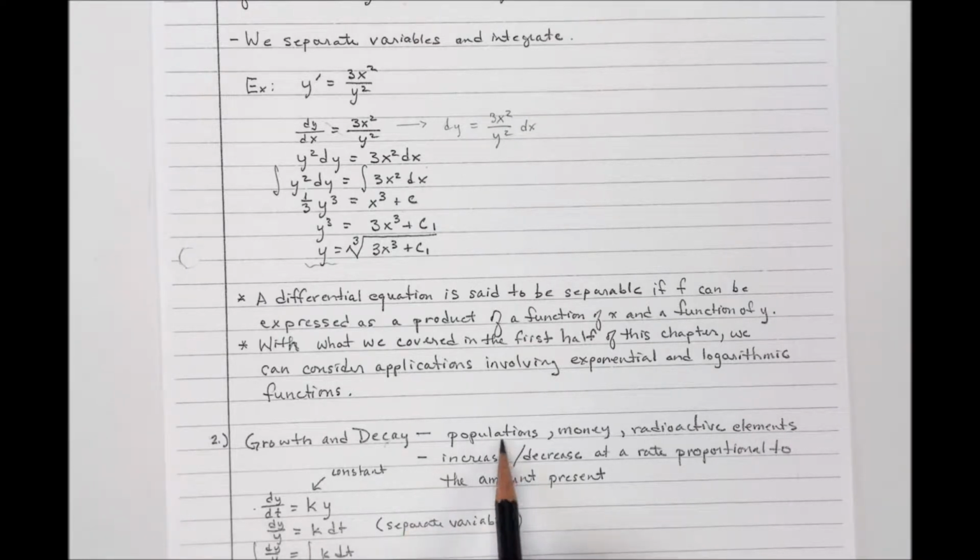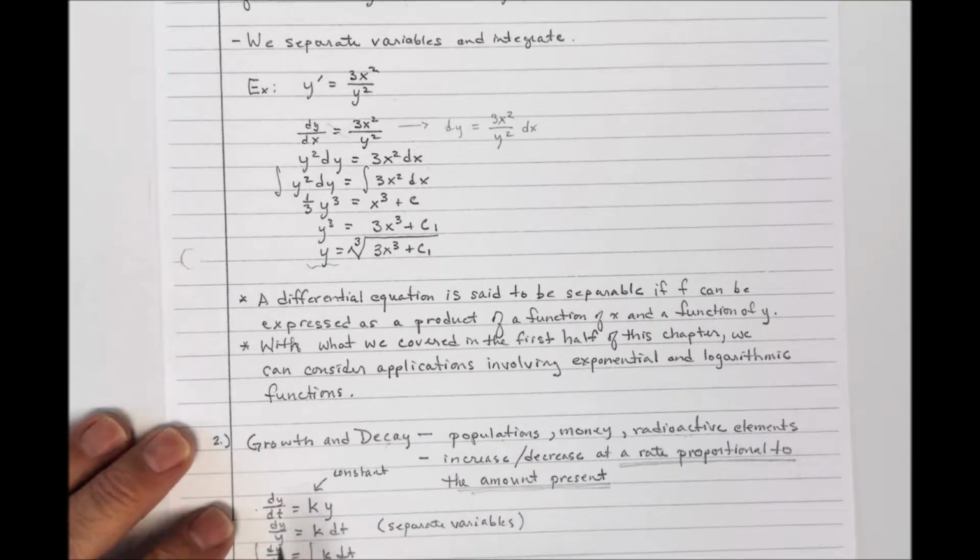But we're talking about growth or decay in populations, money, radioactive element samples. It's an increase or decrease at a rate that is proportional to the amount present. That's the key. The rate is proportional to the amount present. So if I write the rate with respect to t here is equal or proportional to the amount, which is y present, I have my k, which is my constant of variation or constant of proportionality.